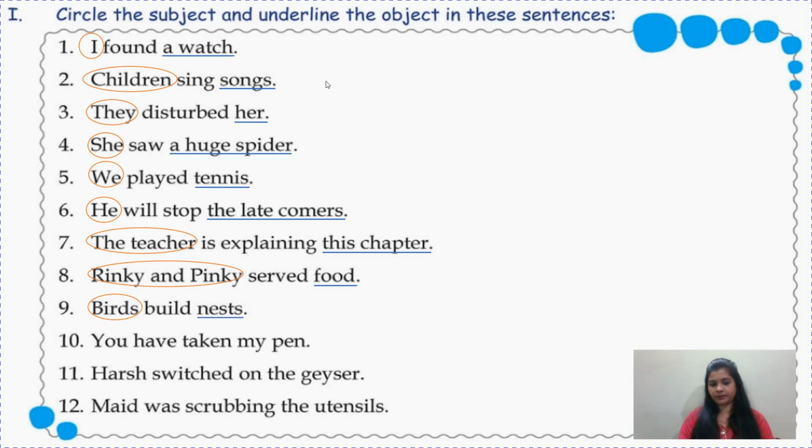You have taken my pen. You is subject. Have taken. Have is helping verb and taken is verb. And who is the receiver? My pen. So it is object.